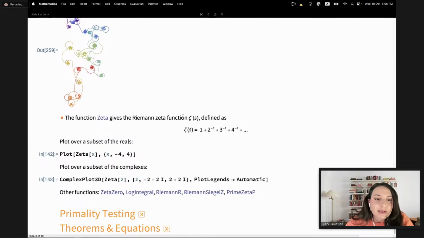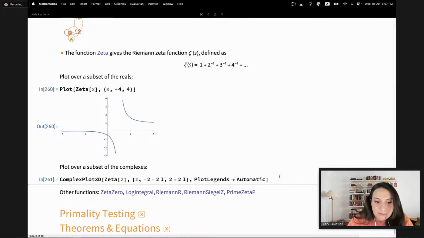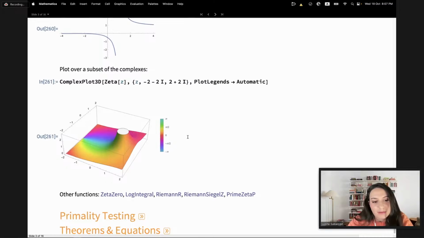The next function is the zeta function, which gives the Riemann zeta function zeta(s), which is defined like this. This is a complex valued function from analytic number theory. There are some major and serious results, but let's not go there. Let's just play with it, and of course you want to plot it. So here we can plot it over the reals, or we can plot it over a subset of complexes. And yeah, this is what we get. Some other functions in this category are Zeta0, LogIntegral, RiemannR, RiemannSiegel, and others.